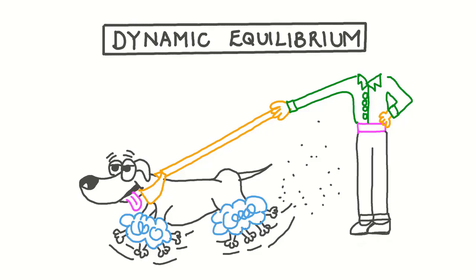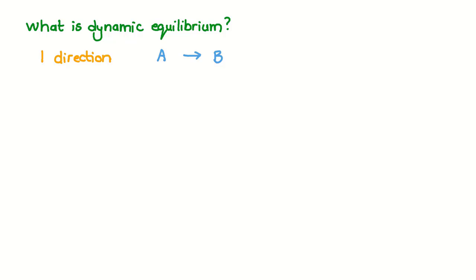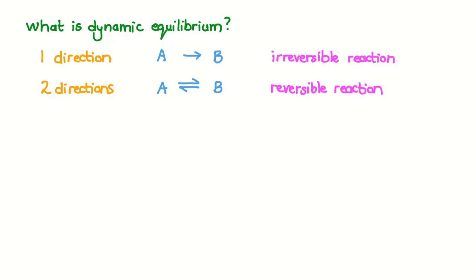In this video, we will learn what a dynamic equilibrium is and investigate how one is established. So what is a dynamic equilibrium? When a reaction occurs, it may go in one direction only to produce products. For example, A reacting to form B. These are irreversible reactions. Or a reaction can move in two directions, both forward and backwards. These are called reversible reactions.